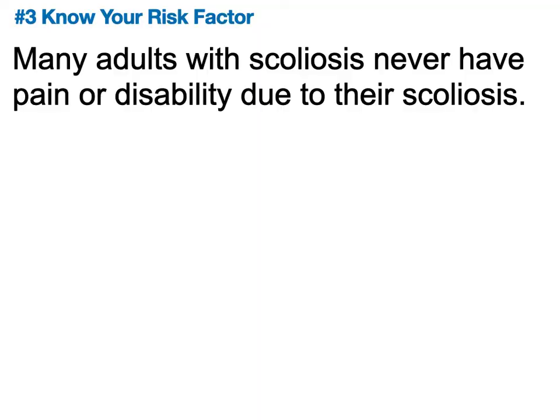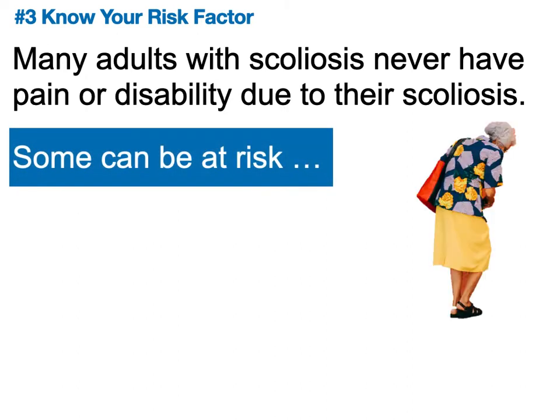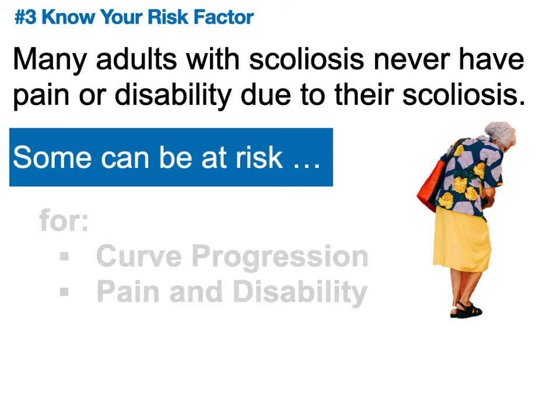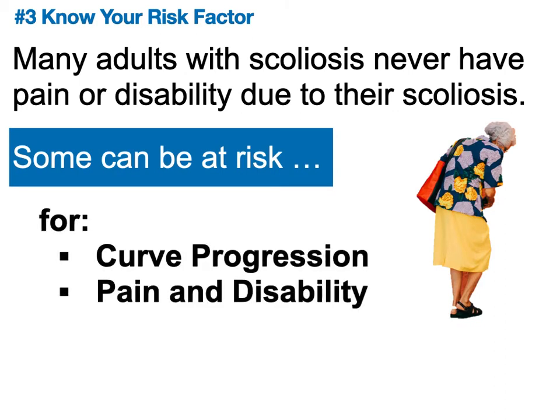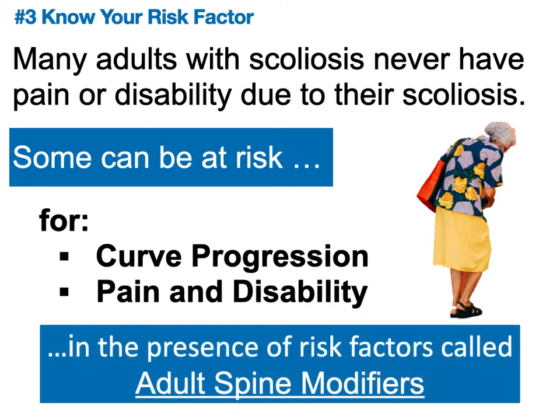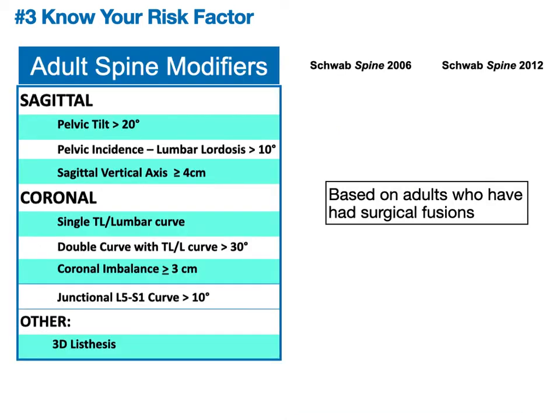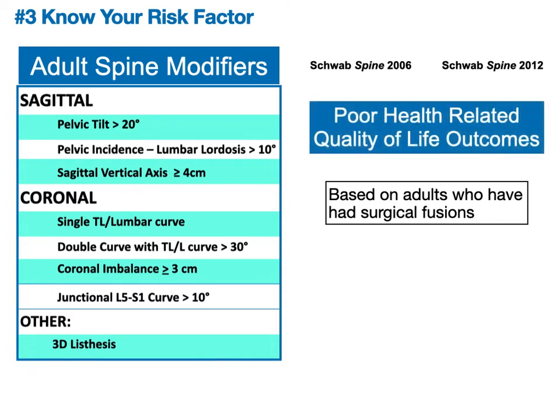While many adults with scoliosis never have pain or disability due to their scoliosis, some may be at risk for curve progression, pain, and disability in the future. This is based on research identifying risk factors called adult spine modifiers. Adult spine modifiers are radiological parameters that have been associated with poor health-related quality of life outcomes.